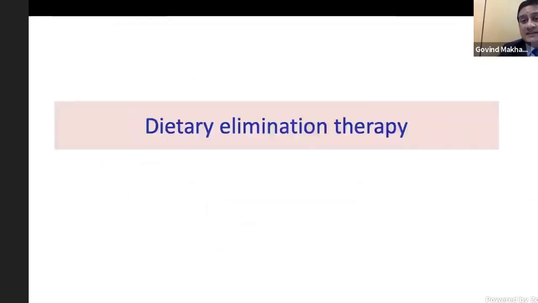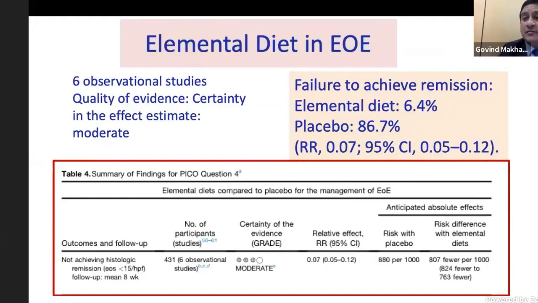It has very high efficacy, almost 90%. If you look at the data from AGA, if you use an elemental diet, almost everyone responds. The failure to respond is only 6%. Most patients respond to elemental diet.